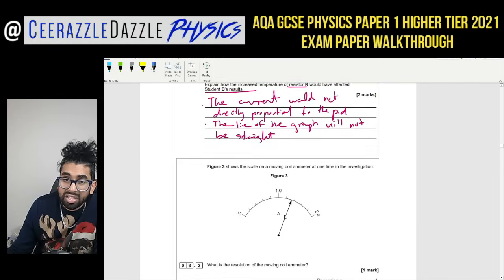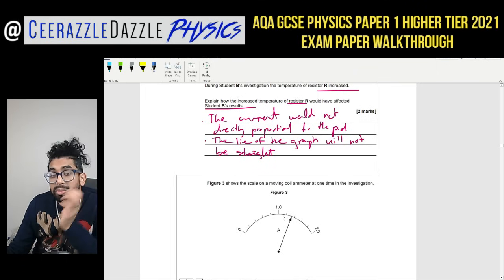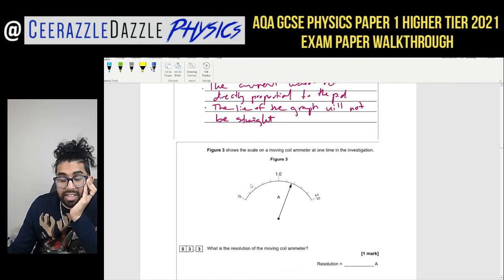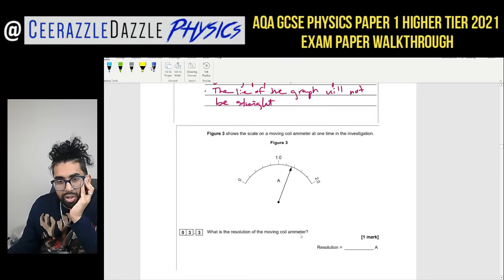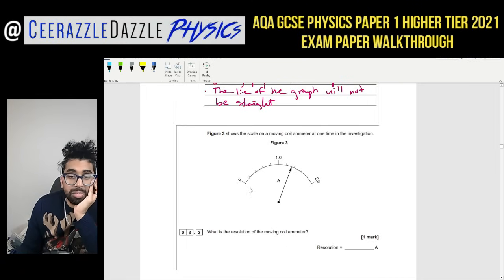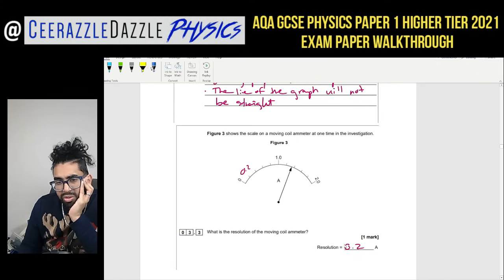Figure 3 shows the scale on a moving coil ammeter at one time in this investigation. Okay, so that's the moving coil ammeter. So here, basically, this is the ammeter, just the dial. What is the resolution of the moving coil ammeter? Right, the resolution is simply the smallest non-zero measurement. So look, this is 0, non-zero will be this one here. So this is 1, this will be 0.2. The smallest non-zero measurement is 0.2 amps. Easy stuff, yeah? Just make sure you can do that for most devices. It's simply the smallest non-zero measurement.